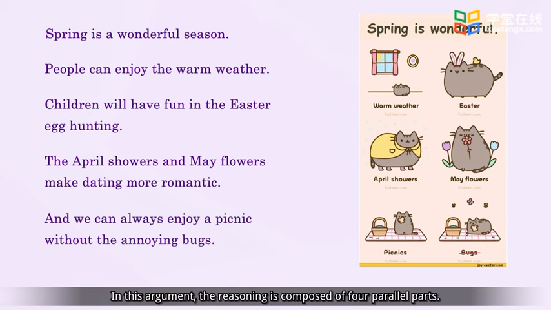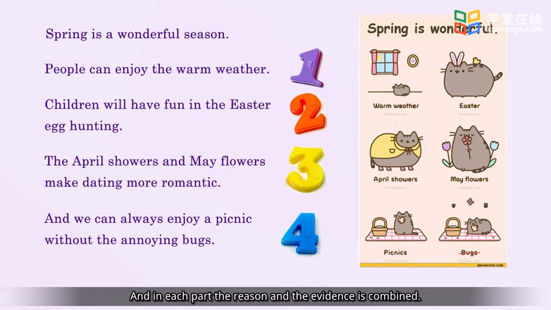In this argument, the reasoning is composed of 4 parallel parts. And in each part, the reason and the evidence is combined. Spring is wonderful because people can enjoy the warm weather. That the weather is warm in spring is evidence. Spring is wonderful because children can have fun in the Easter egg hunting. That the event of Easter egg hunting occurs in spring is evidence. And it is the same with the other 2 reasons.